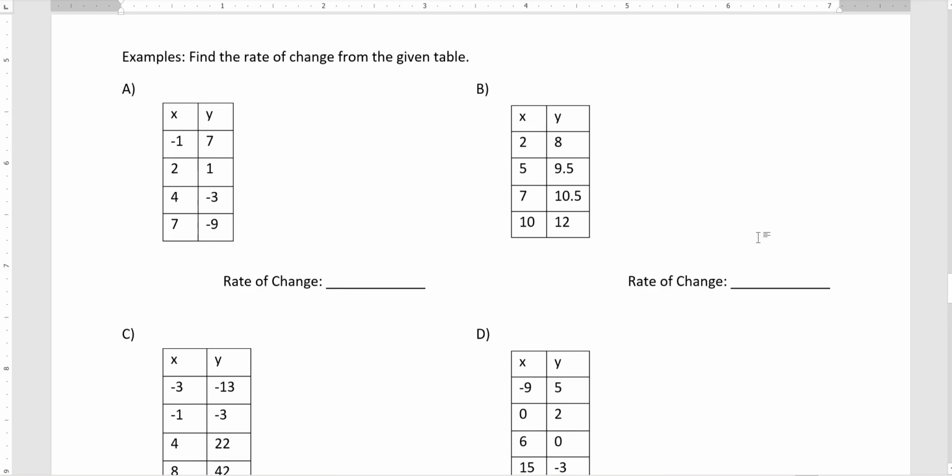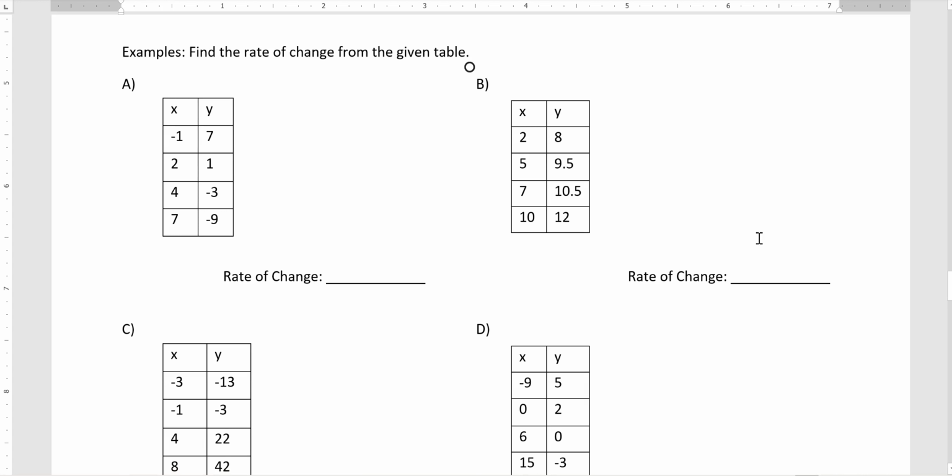Let's try a couple of these together. Let's try A and B together here. Looking at letter A, negative 1 to 2, so that increases by 3. That increases by 2, that increases by 3. So none of these increase by 1. In order to look directly, we need to have them increase by 1. That's not the case here, so we're going to have to use some points.